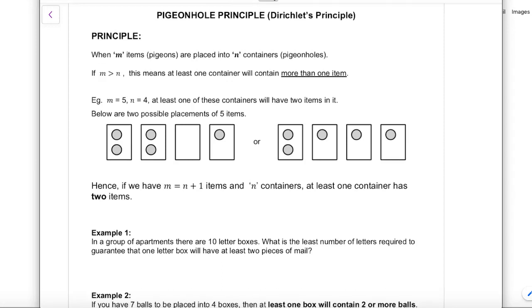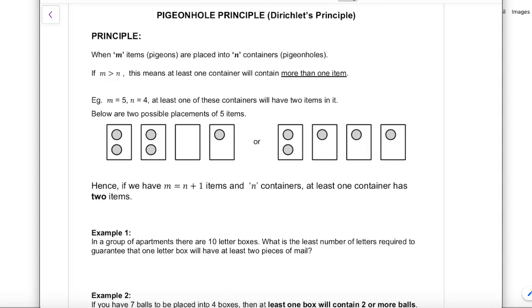In this video, we're going to examine the pigeonhole principle. The principle says that when we have M items or pigeons and we're trying to place them into N containers or pigeonholes, when we've got more pigeons than pigeonholes, then at least one pigeonhole will contain more than one item.